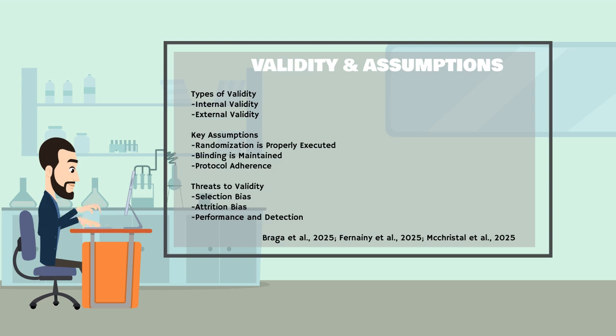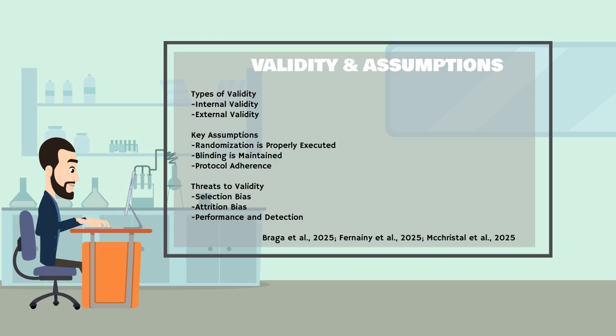To achieve strong validity, several key assumptions must be true. First, randomization must be properly executed to ensure both groups are comparable at baseline. Blinding must be maintained so that participants and researchers are not influenced by knowing which group received the intervention. Also, protocol adherence is critical. Participants need to follow the assigned intervention, and researchers must consistently apply study procedures.